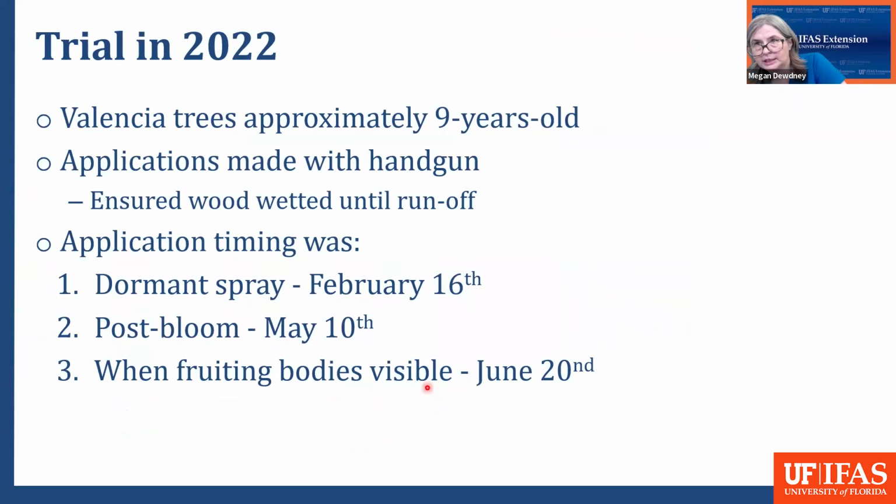So, and then we did a trial again. This is the same trees, but they're a year older. The applications were made in the same way. This time we did dormant spray, landed on the 16th of February, post bloom on May 10th, and we sprayed when the fruiting bodies were visible on June 20th.